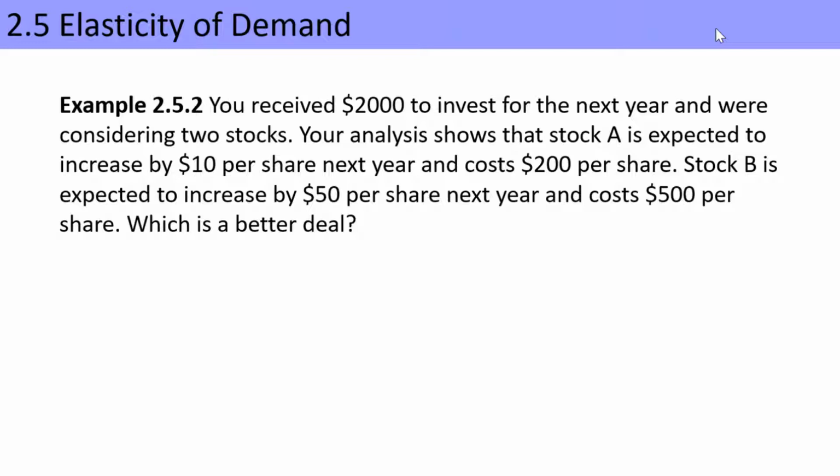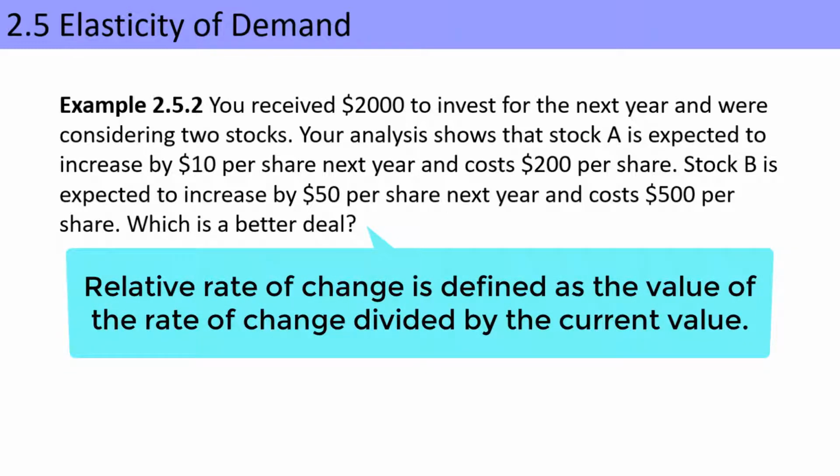Example 2.5.2. You received $2,000 to invest for the next year and were considering two stocks. Your analysis shows that stock A is expected to increase by $10 per share next year and costs $200 per share. Stock B is expected to increase by $50 per share next year and costs $500 per share. Which is a better deal? The better deal is determined by the relative rate of change, and the relative rate of change is defined as the value of the rate of change divided by the current value.